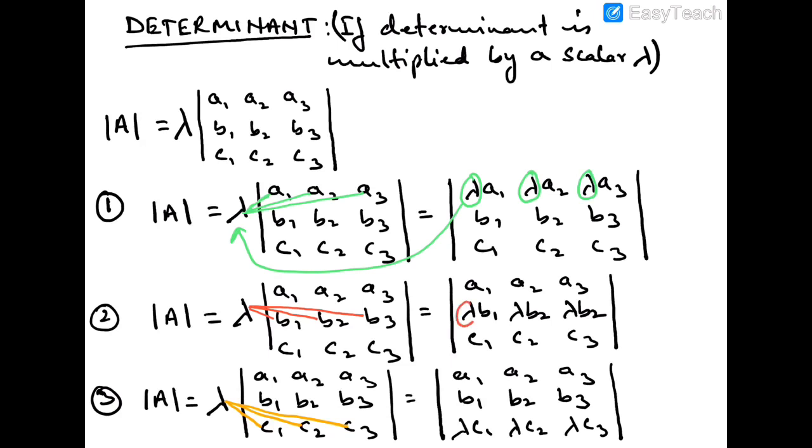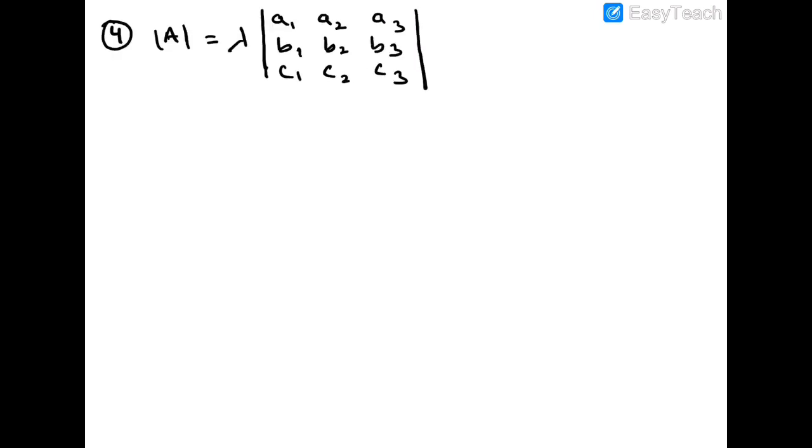Now in first one, lambda is the common factor for the first row only. So we can take it out like this. And in second, lambda is the common factor for second row. And in third, it's a common factor for the third row. Now in fourth one, lambda is multiplying with the first column. And we will get lambda A1, lambda B1, lambda C1, A2, B2, C2, A3, B3, C3.